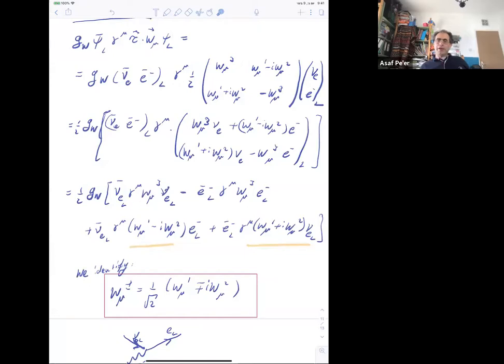Well, there is a good reason why I cannot do that. What is the reason? It's quite tempting to identify the W3 with the Z. But I cannot do it. Why not? What's the problem?